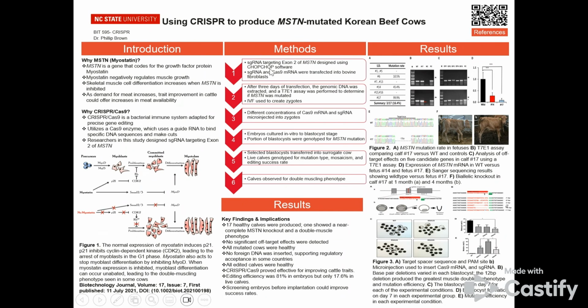Now, the Cas9 mRNA and the single guide RNA were transfected into bovine fibroblasts. After 3 days of transfection, the genomic DNA was extracted, and an assay was performed to determine if the myostatin was mutated. Then in vitro fertilization was used to create zygotes. And then different concentrations of the Cas9 mRNA and sgRNA were used to produce the different experimental groups.